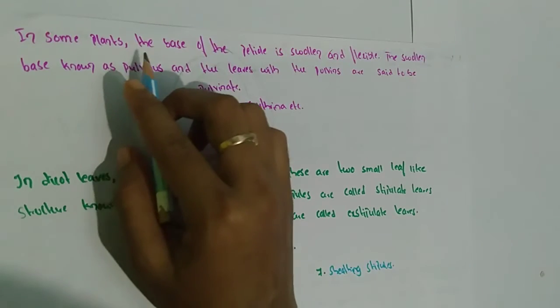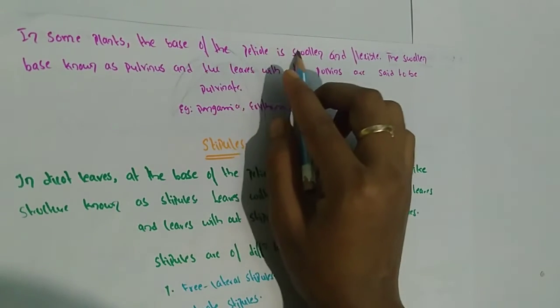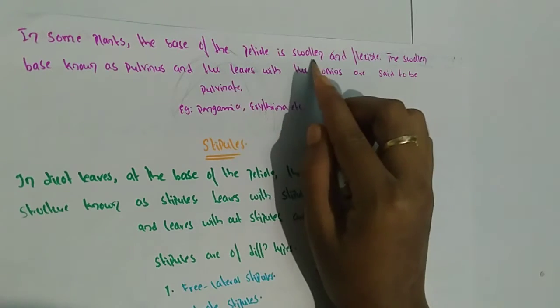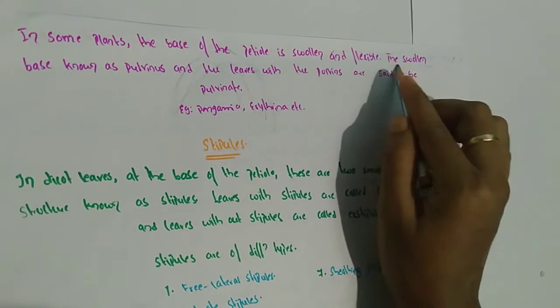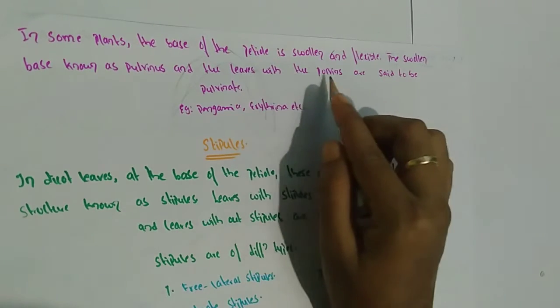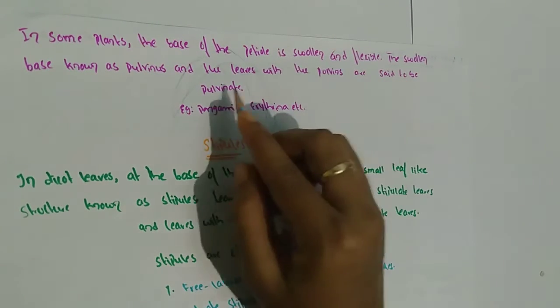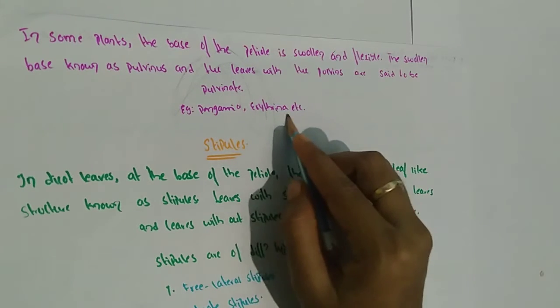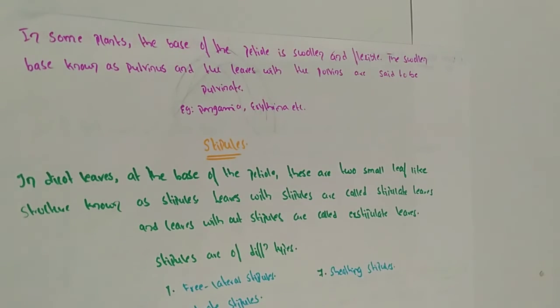In some plants, the base of the petiole is swollen, enlarged and flexible. The swollen base is known as the pulvinus, and leaves with a pulvinus are said to be pulvinate. Examples: Pongamia, Erythrina, etc. Pulvinus means an enlarged section at the base of a leaf.